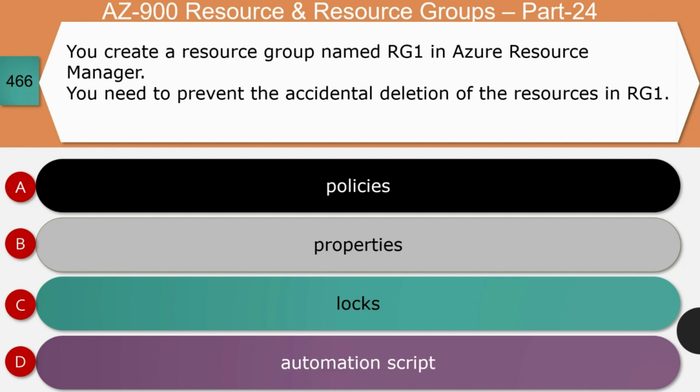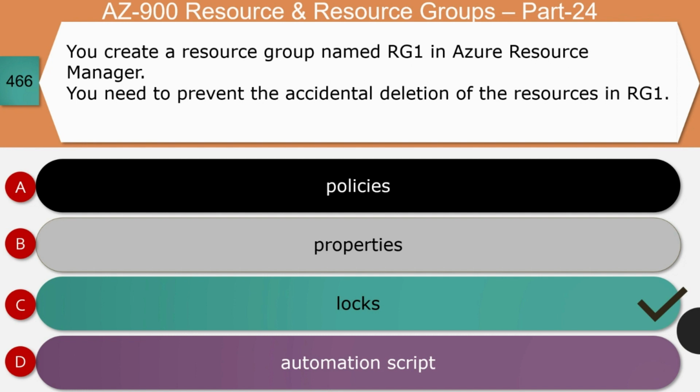Next question. You create a resource group named again RG1 in the Azure Resource Manager. You need to prevent accidental deletion of the resources in RG1. How will you achieve it? Option A, policies. Option B, properties. Option C, locks. Option D, automation scripts. The right answer for this question is option C, that is through locks.